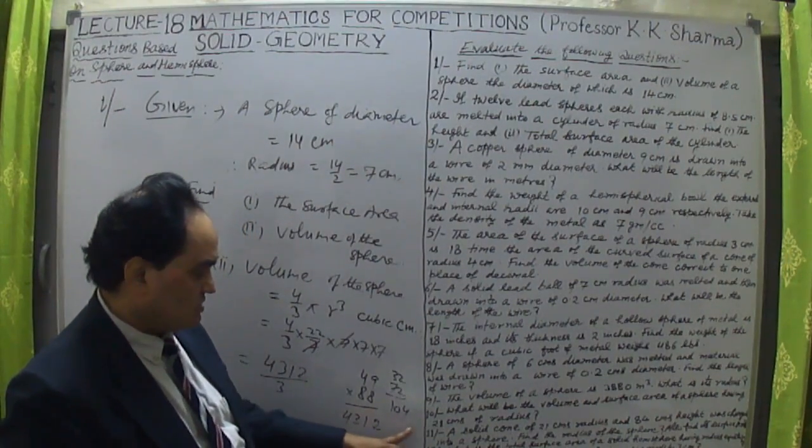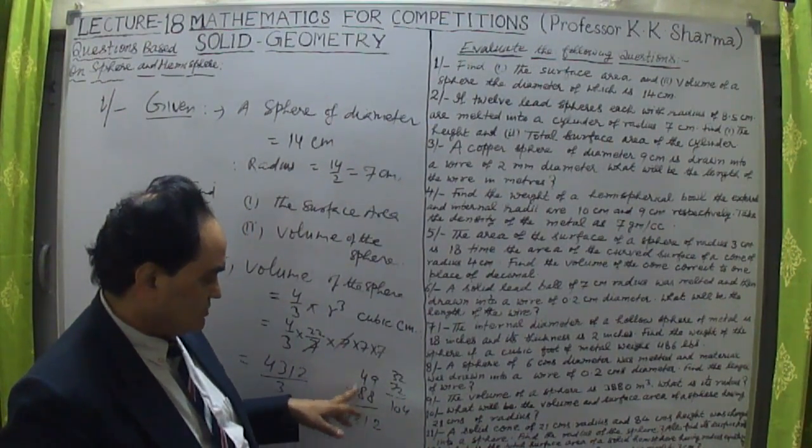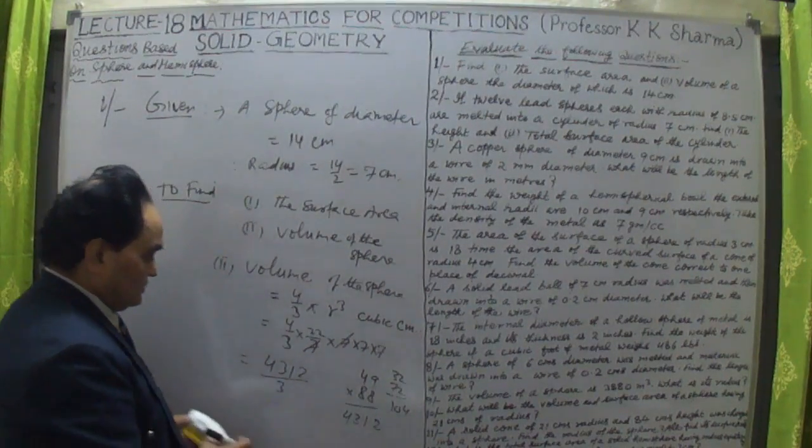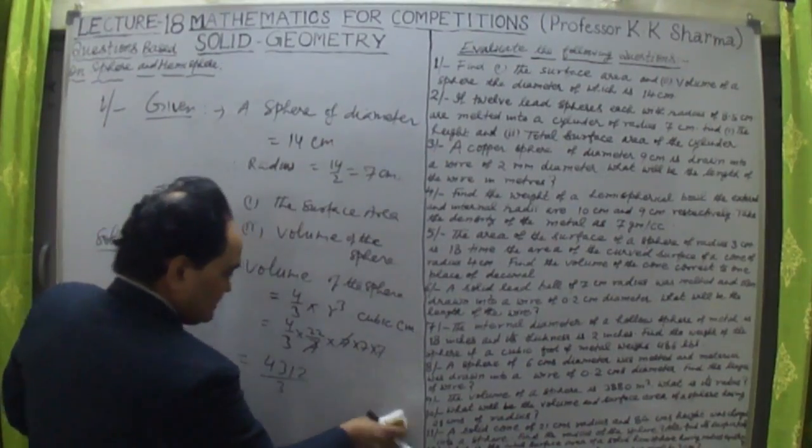11 means 1 and 11 carry. And 4 is 32 and 11, 43. So it is 43 this. Okay, so now let me divide it by 3.